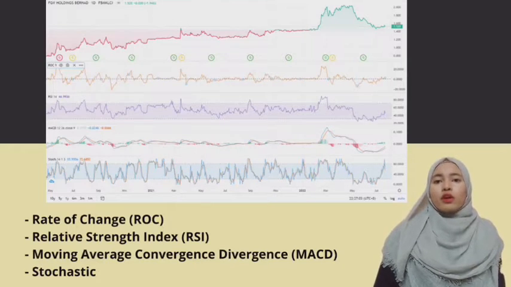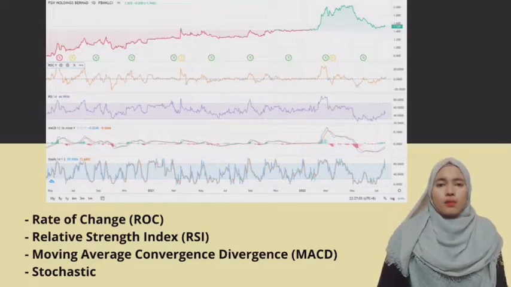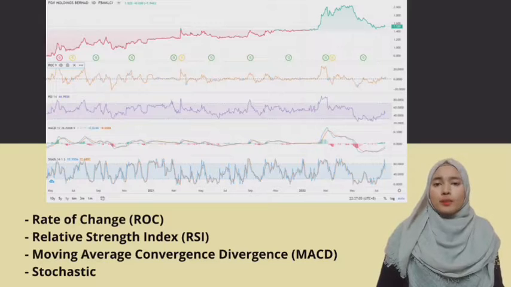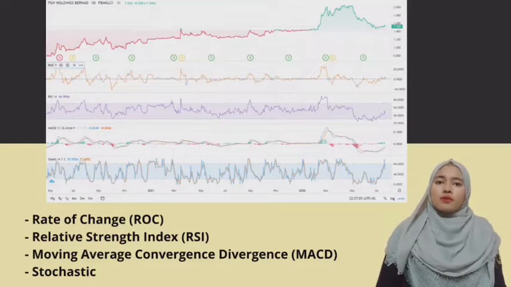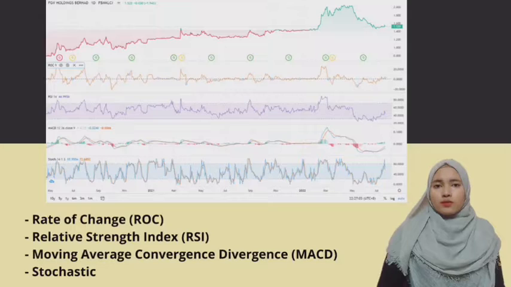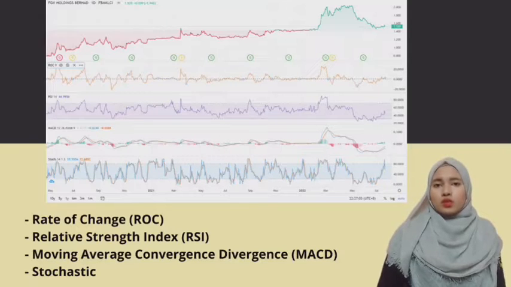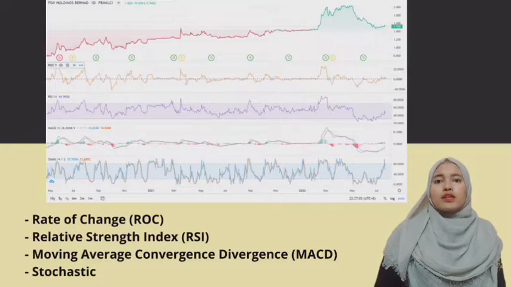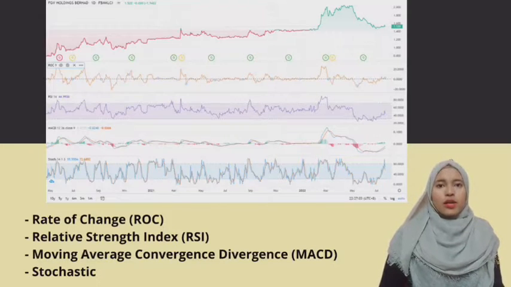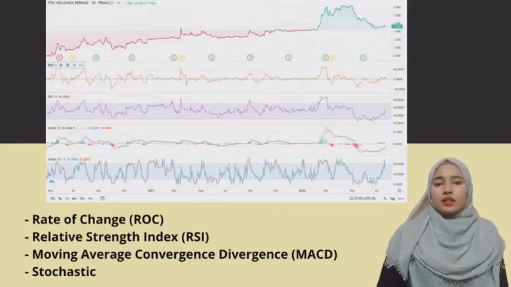The RSI is overbought on 10 February until 4 March 2022, which is above the 70% line. Moving average convergence divergence, MACD. According to the figure above, in early February until May 2022, the MACD line is above the signal line, while May until July 2022, the MACD line is below the signal line.